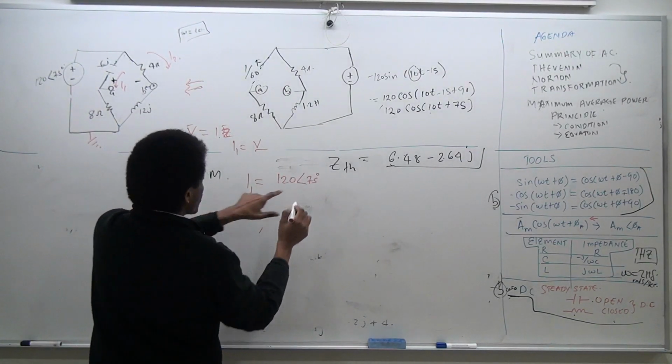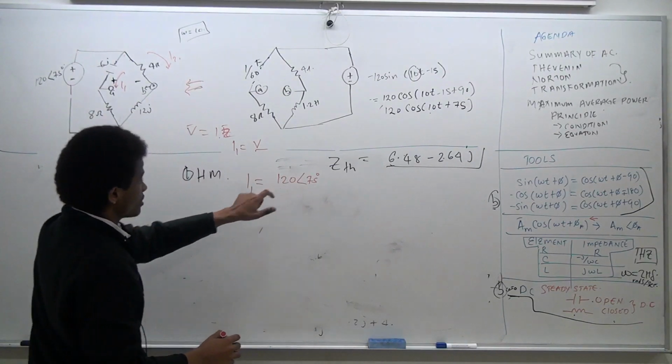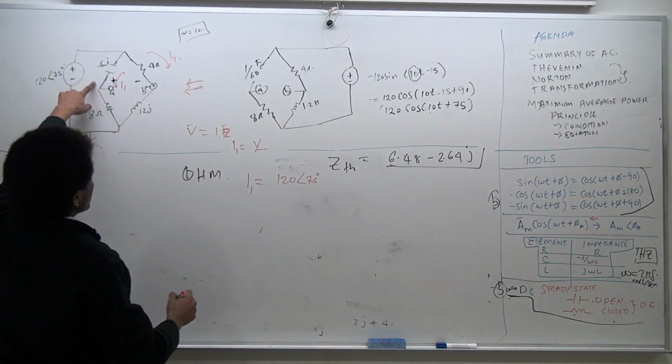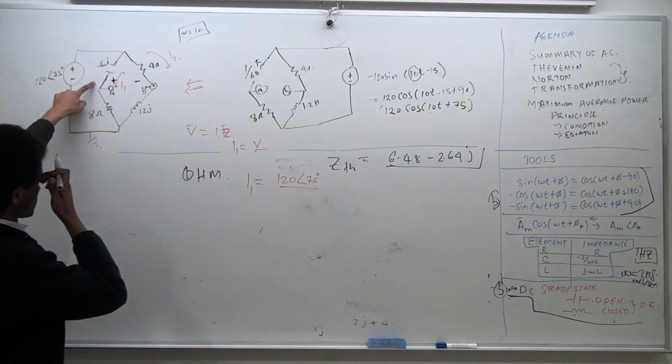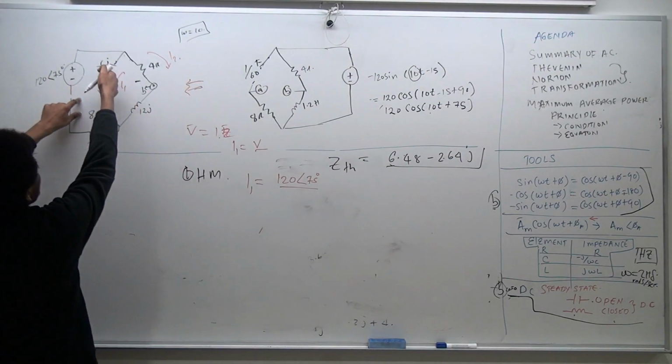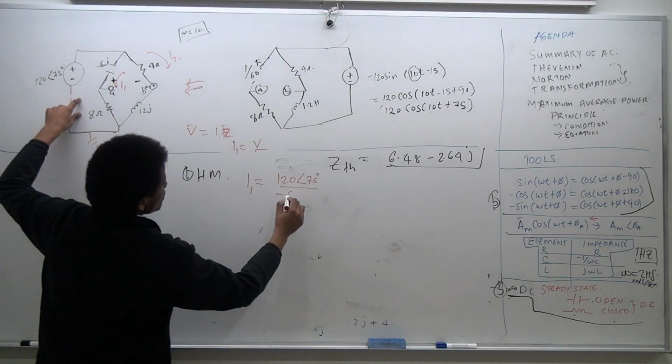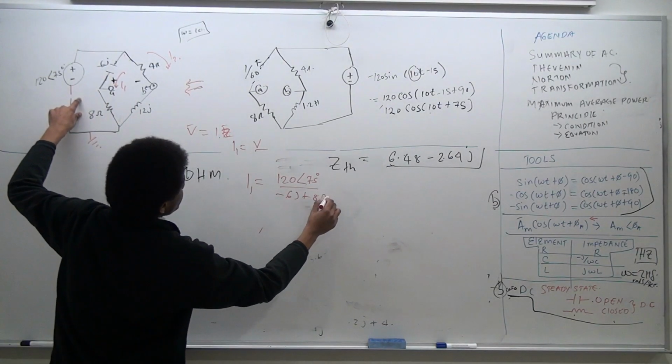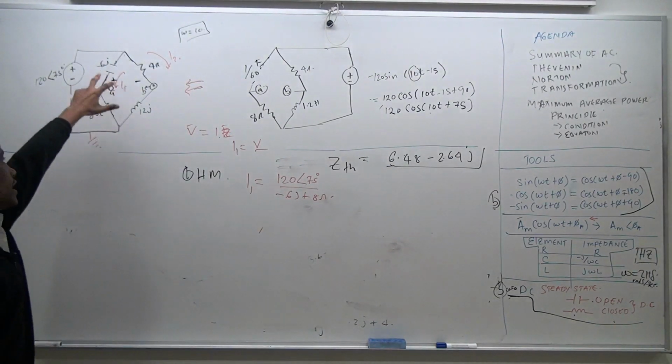So I1 would be, let me just write this down, 120∠75. You realize this is a complex number, eh? For now, this is a complex number, divided by the equivalent impedance. The equivalent impedance is 8 - 6j ohm. Just do that and you'll find I1.